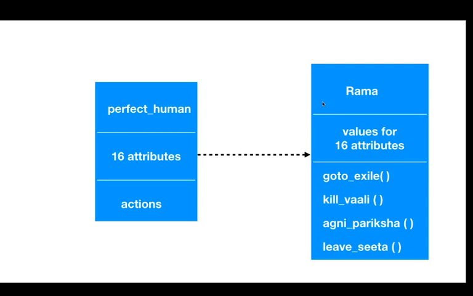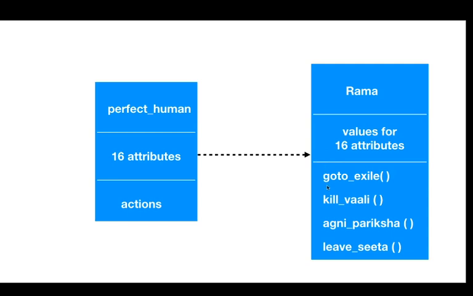So, Ramayana can be understood as this system wherein a class called perfect human was defined, and later Rama became an instance of this class. So, what we need to understand is the 16 attributes as listed by Valmiki, and then we should see how these 16 attributes get different values in this object called Rama.